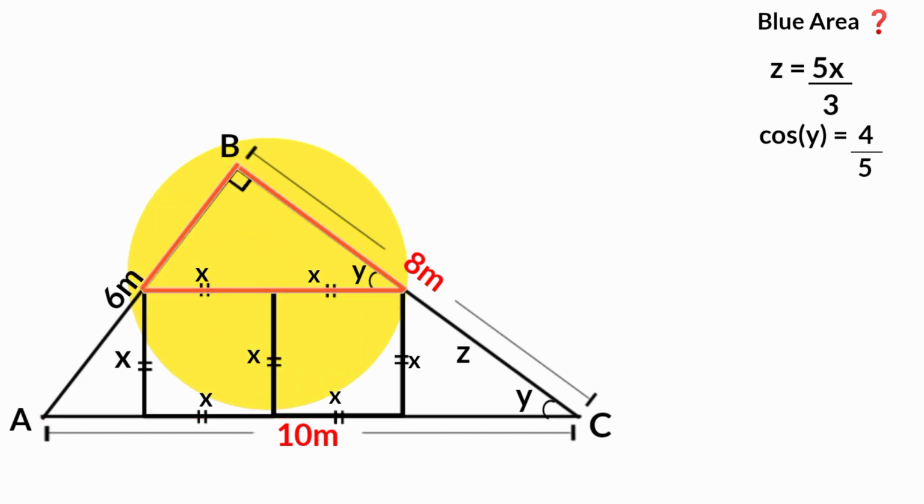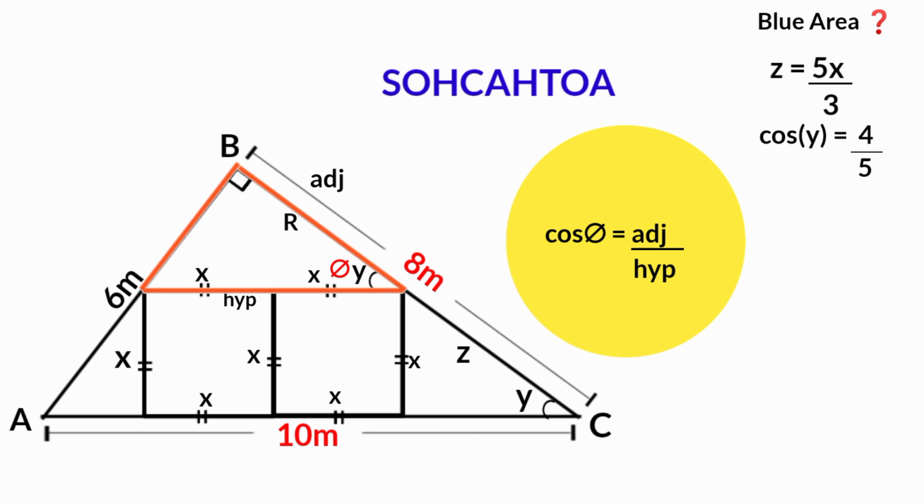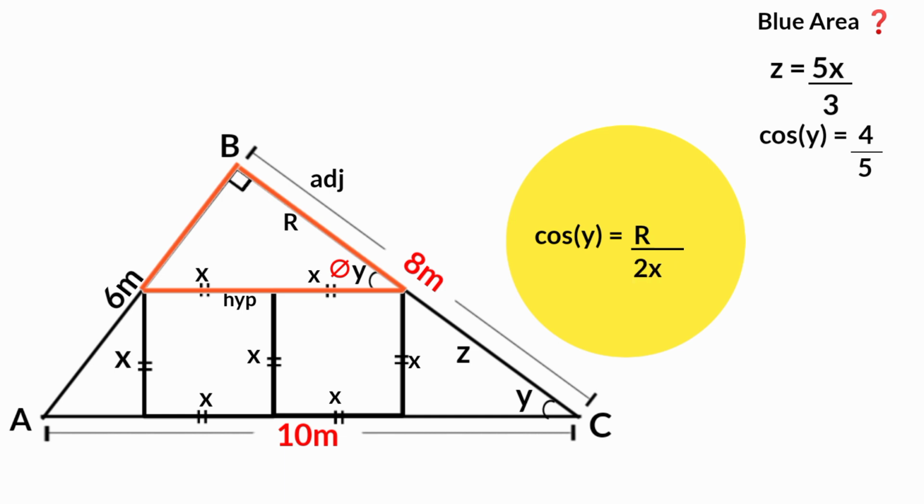Now from this triangle, we can also use SOHCAHTOA since it is a right angle triangle. Assuming the length of this side to be r and this as theta. This is the adjacent and this is the hypotenuse. From here, cos theta equal to adjacent over hypotenuse. Theta is y, adjacent is r, and hypotenuse is x plus x, which is 2x. So cos y equal to r over 2x.